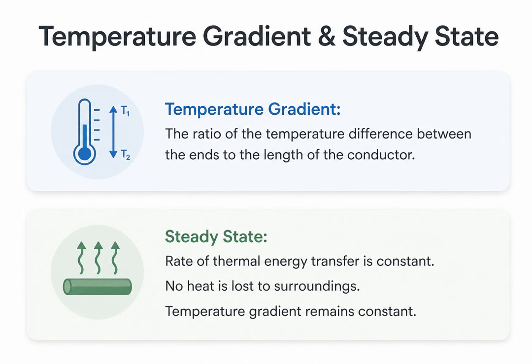Let's define a couple of those terms more clearly. The temperature gradient is simply the change in temperature over a given distance. When a system reaches a steady state, it means the rate of heat transfer has stabilized. No heat is being lost to the surroundings, and the temperature gradient across the material remains perfectly constant.